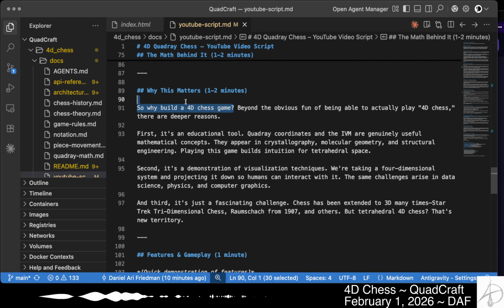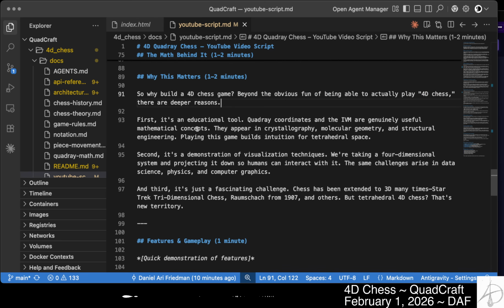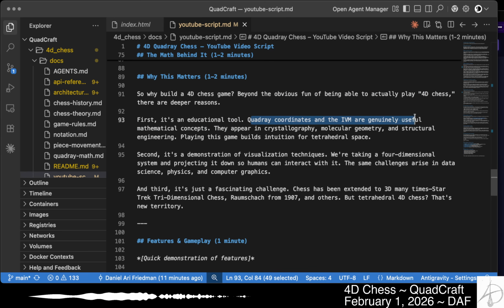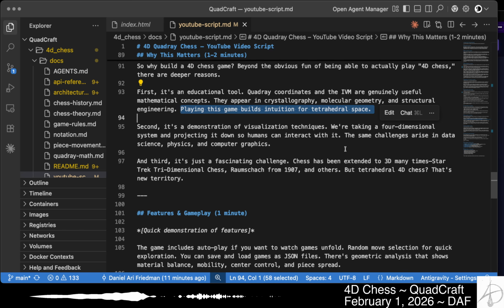Why build a 4D chess game, other than the mimetic enjoyment? There are deeper reasons. First, it's an educational tool. Quadray coordinates and the IVM are genuinely useful mathematical concepts. They appear in crystallography, molecular geometry, structural engineering, and more. Hashtag School of Tomorrow. Playing this game builds intuition for tetrahedral space.